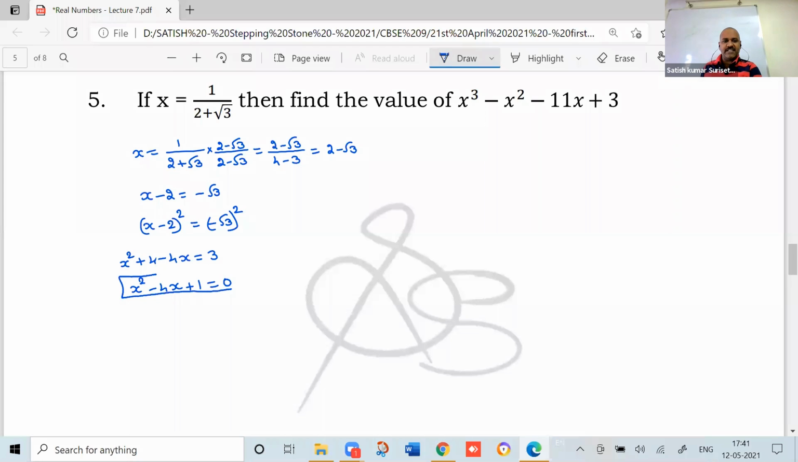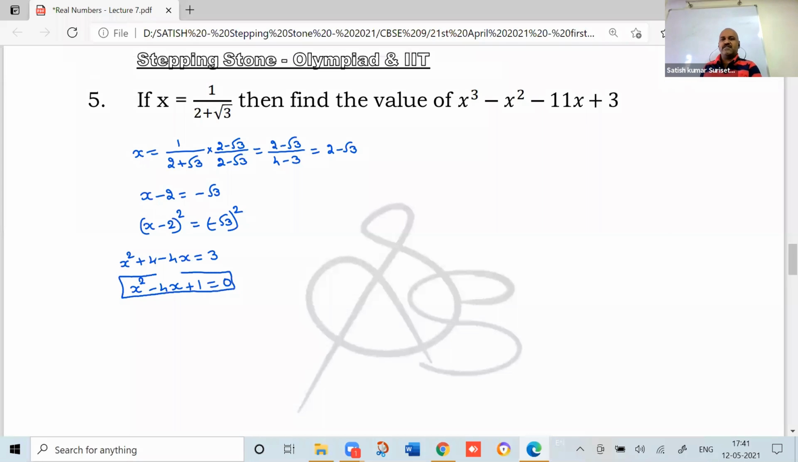So this is the equation you are having in terms of x. Now you divide x cube minus x square minus 11x plus 3 with x square minus 4x plus 1. I remember the division. So x square minus 4x plus 1.